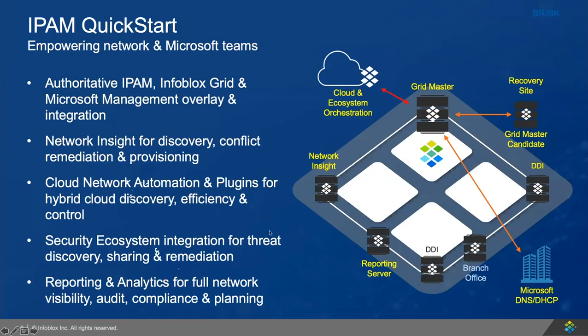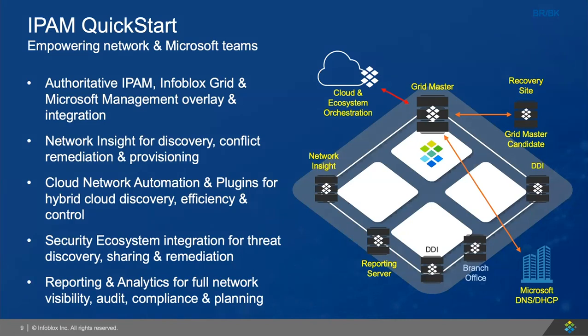So, Bob, what about this image to the right? It's really an overview of the architecture. It is, but you see at the top of the box there's what's called a grid master, and that's really the authoritative master database for the centralized IPAM. And then you see the red or orange line going down to Microsoft, so it's synchronizing in near real time the updates as Microsoft hands out DNS and DHCP, and it's automatically populated in that master.